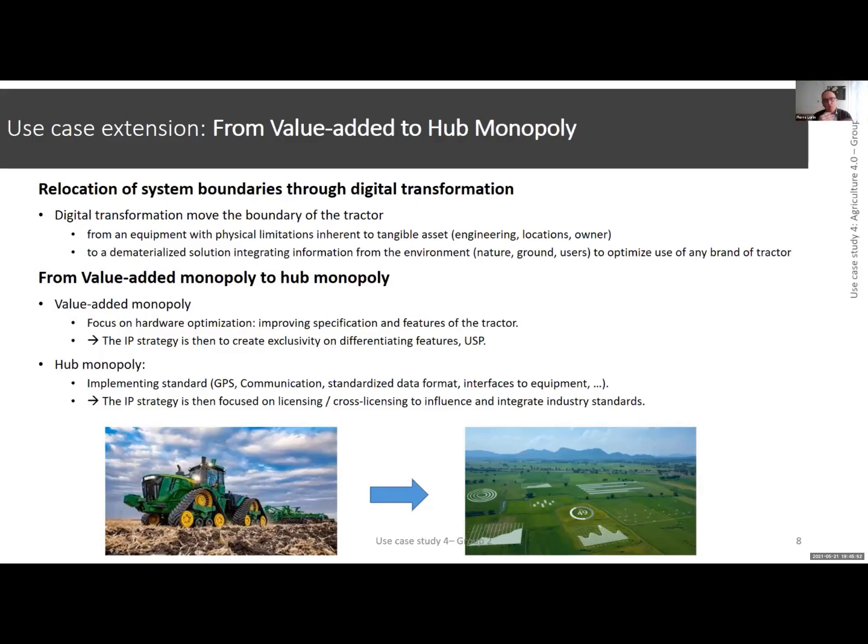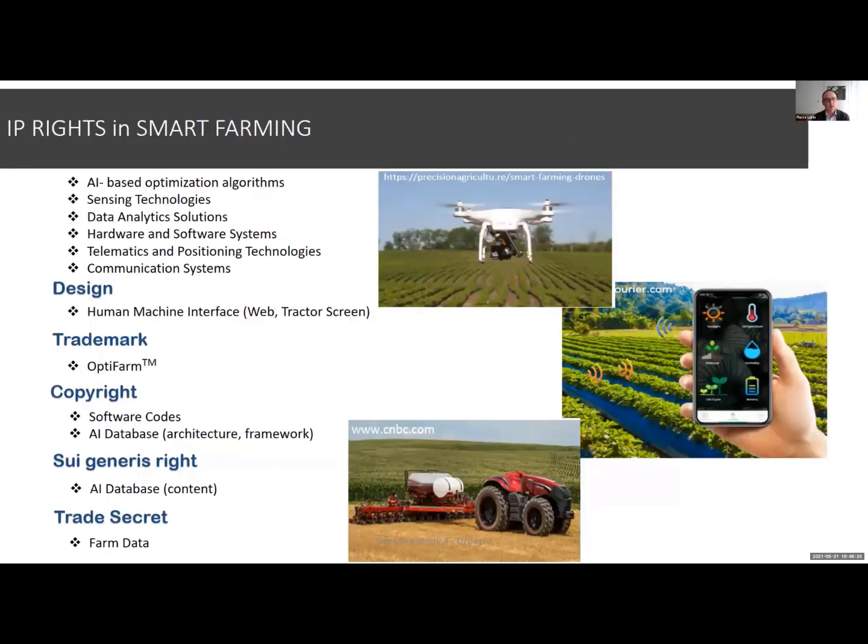communication standards, formats, interfaces to different equipment. We might also use, certainly we use, GPS communication, for example. So there is much more of a scheme of licensing and cross-licensing between these different partners, and people will try to influence the industry standard here. So Rudina will present practically which kind of IPR are suited to this extended use case.